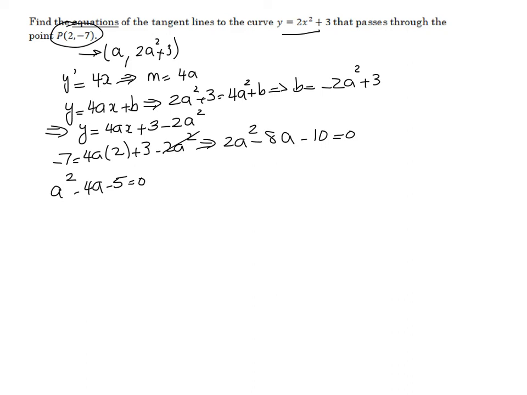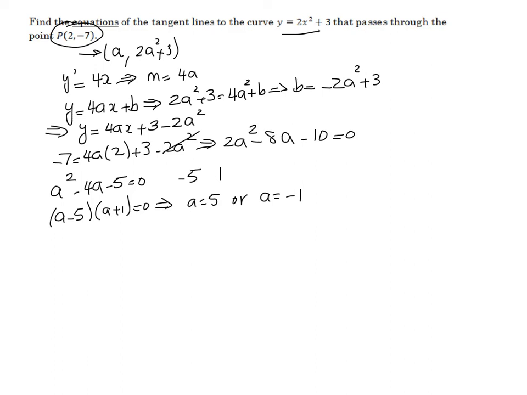Since the leading coefficient is 1, I can use sum and product. So I have to find two numbers. The product is negative 5 and the sum is negative 4. Those two numbers are negative 5 and 1. So I can write this one as (a - 5) times (a + 1) is equal to 0. So from here, I get a is equal to 5 or a is equal to negative 1.